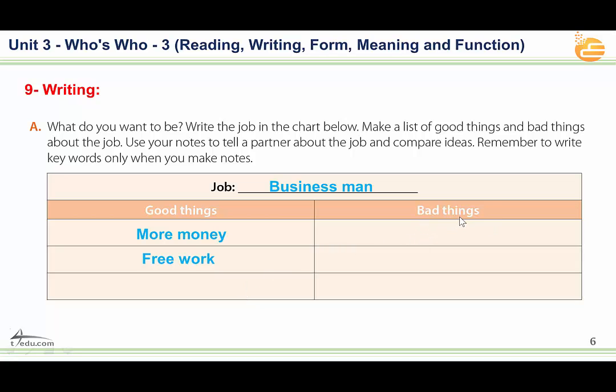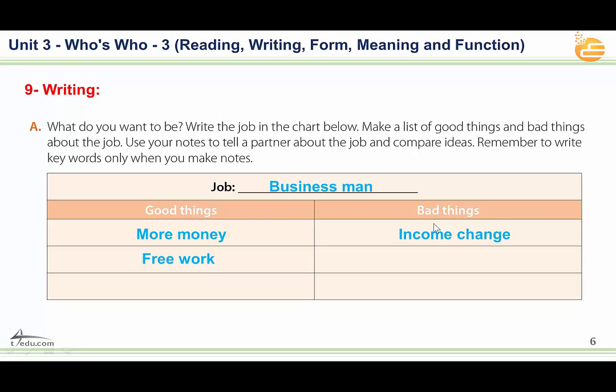The bad things. For me, the bad things for being a businessman is income change. Okay, income change. Can you see it? It's a key word, small sentence. The income change. So for example, this month, maybe I will get 5,000, 10,000, maybe 15,000, but the next month, maybe I will not get anything. Maybe I will get 1,000 only. So I have to deal with this 1,000 or two or none. Okay, so there will be a change.